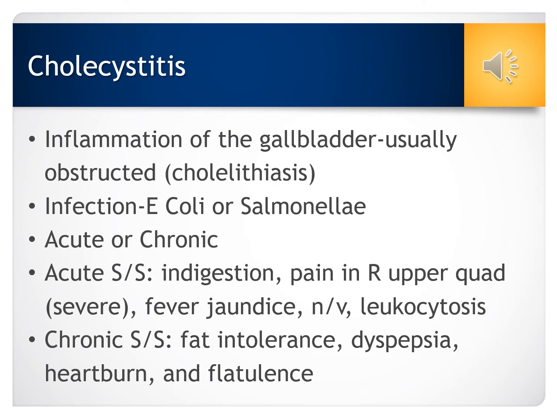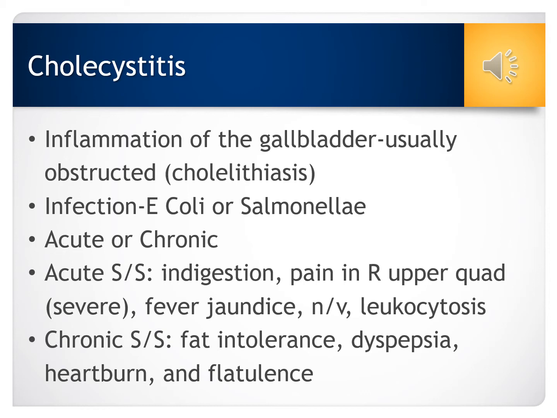Cholecystitis, or inflammation of the gallbladder, is most commonly associated with an obstruction caused by stones or biliary sludge. Bacteria reaching the gallbladder via the vascular or the lymphatic route, or chemical irritants in the bile, can also produce cholecystitis. E. coli or salmonella are also common causative bacteria. Cholecystitis can be acute or chronic.